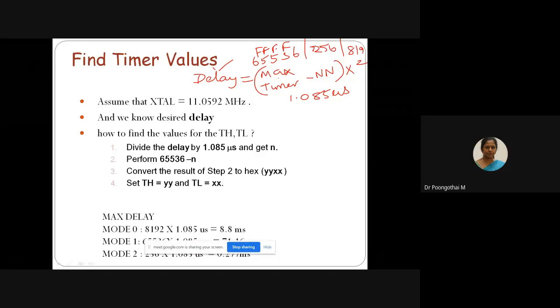In the previous problems, we knew the initial value, and based on that we calculated the delay. Here, the delay is known and we need to calculate the initial value. You just reverse the formula. So the formula to calculate the initial value is equal to the maximum value of the timer minus delay divided by 1.085 microseconds.